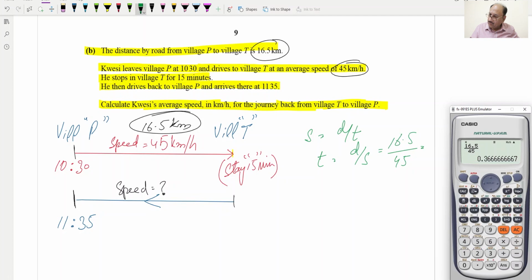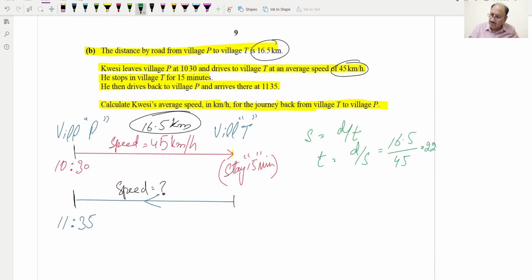This is time, but we need to multiply this by 60 because this is in hours, so we can change into minutes. So we can write 22 minutes. Basically, this will be minutes. Now, this started at 10:30, so total time taken is how much basically? Total time taken is 22 minutes. This journey is taking 22 minutes plus the 15-minute delay, which is the stay basically.